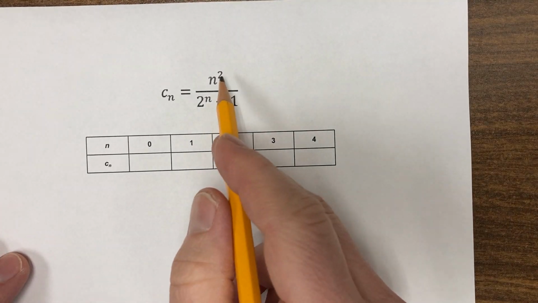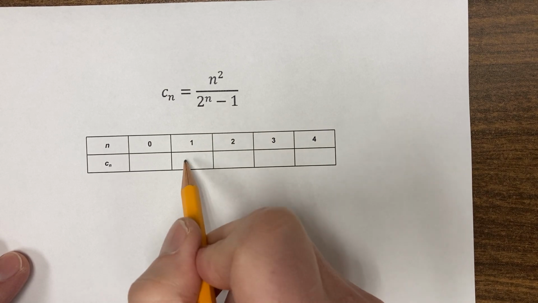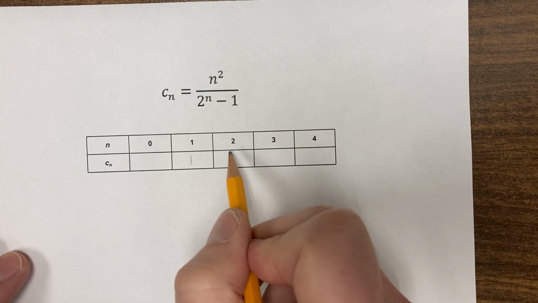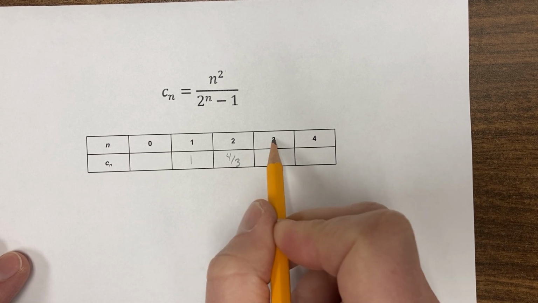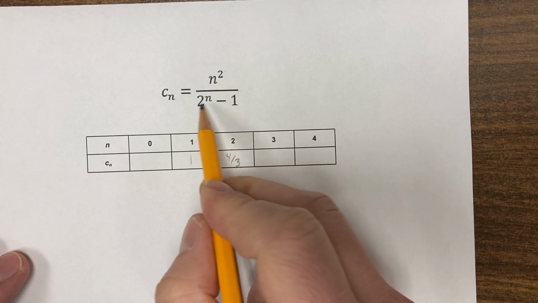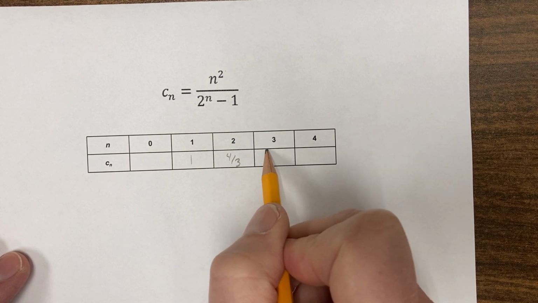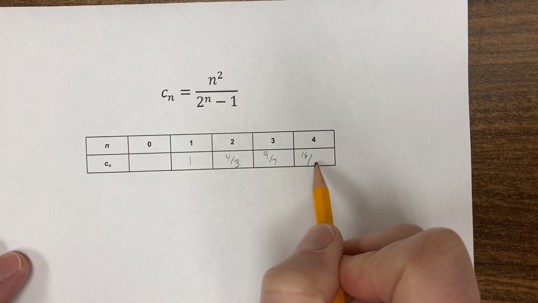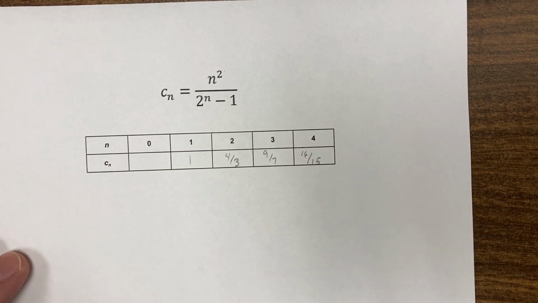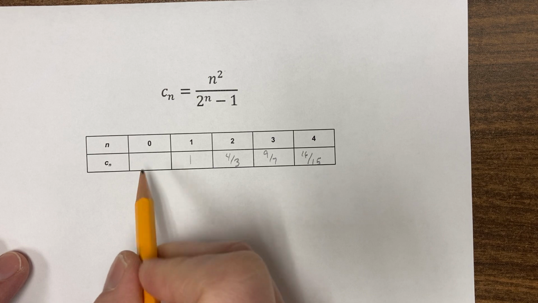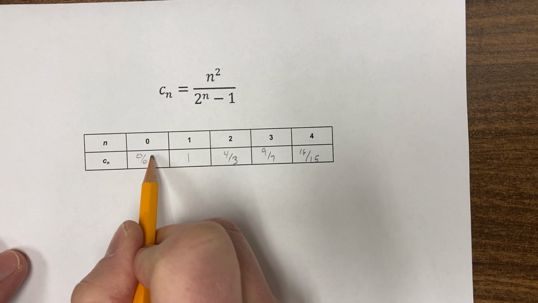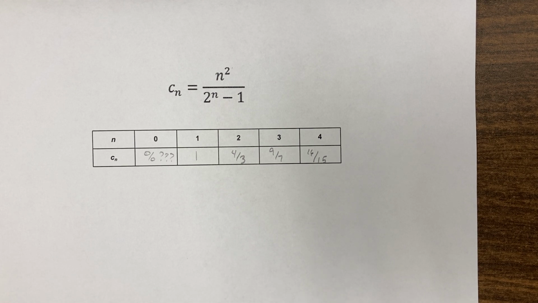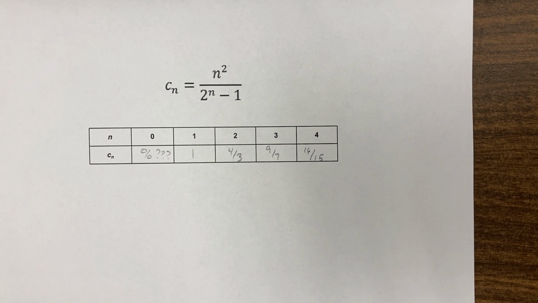If I put 1 in again, I'm going to get 1 over 2 minus 1, which is 1. If I put 2 in, I get 4 over 4 minus 1, I get 4/3. Put 3 in, I'm going to get 9 over 8 minus 1, I get 9/7. Put 4 in, I'm going to get 16 over 15. Okay, if you put 0 in, you get 0 over 0, which means there really is no 0 term for that. And again, I don't know if there would be a context for it or not.